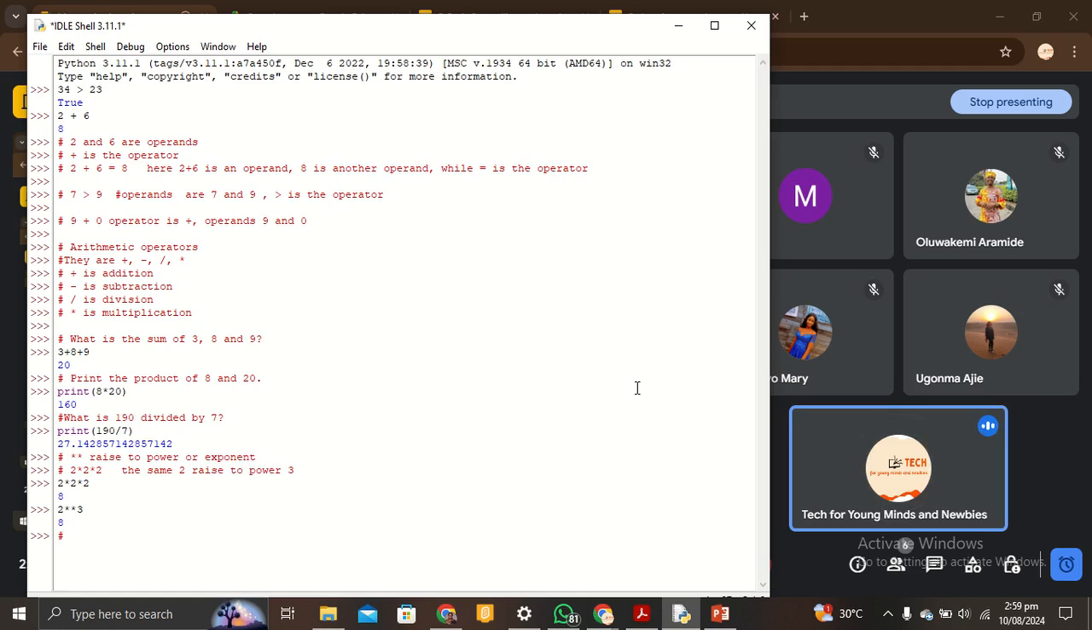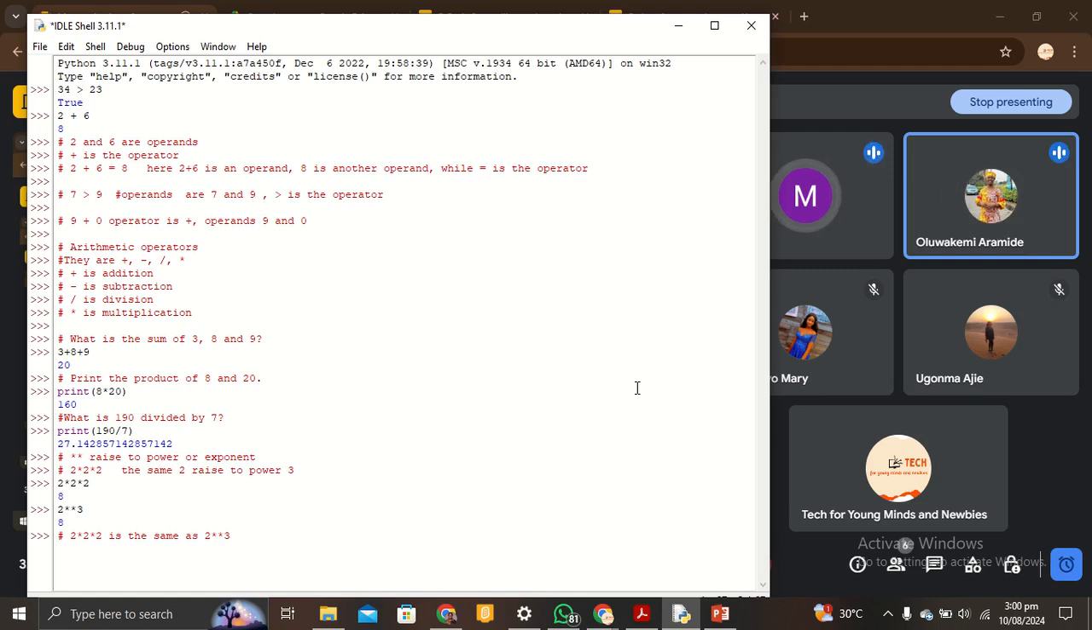So do you agree with me that 2 times 2 times 2 is the same as 2 raised to power 3? Do you agree? Yes, ma.